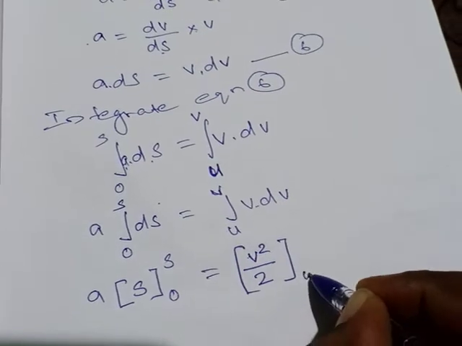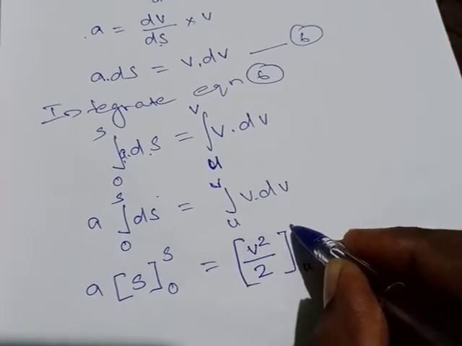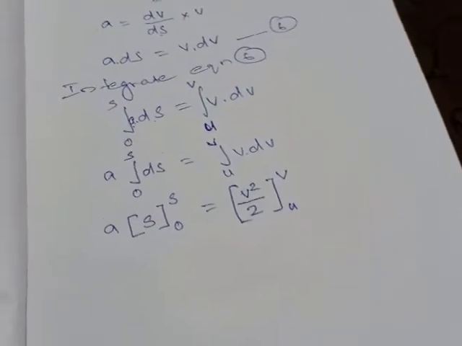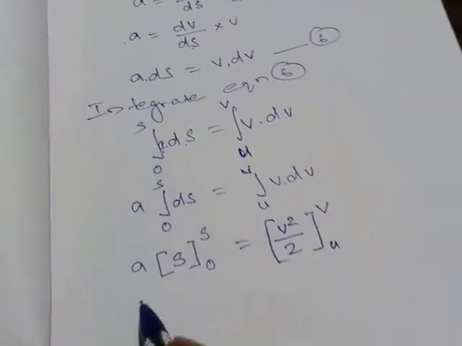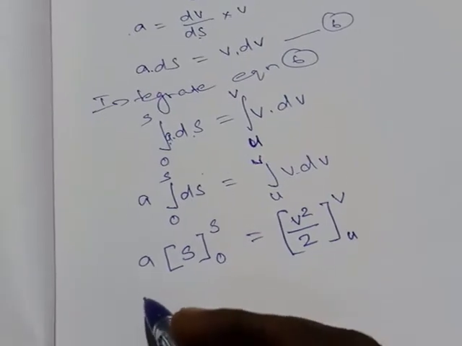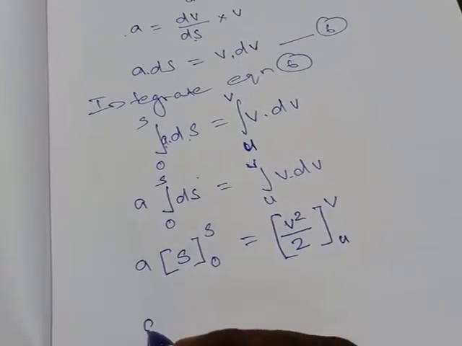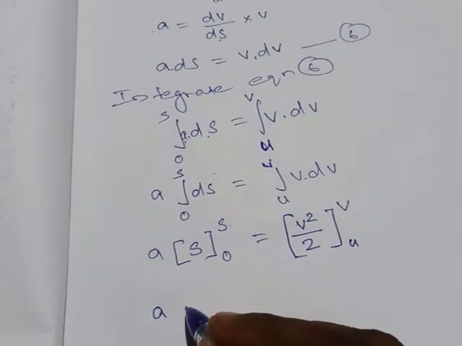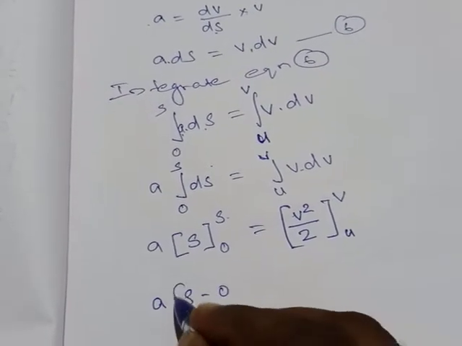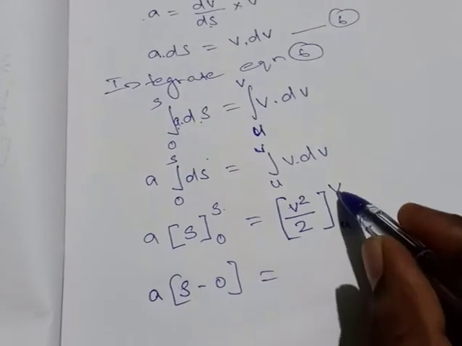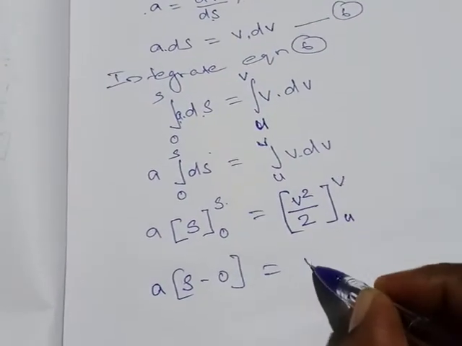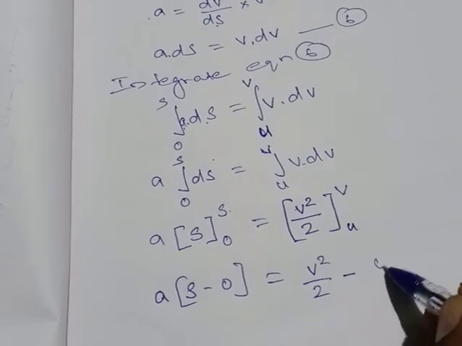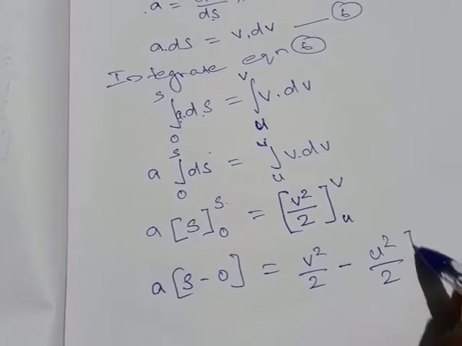Limit upper limit lower limit u, upper limit v. So this much only integration, very simple only. In physics we are using simple integration method. Now A into apply upper limit s minus 0 equal to, here upper limit is v, so v square by 2 minus lower limit u square by 2.